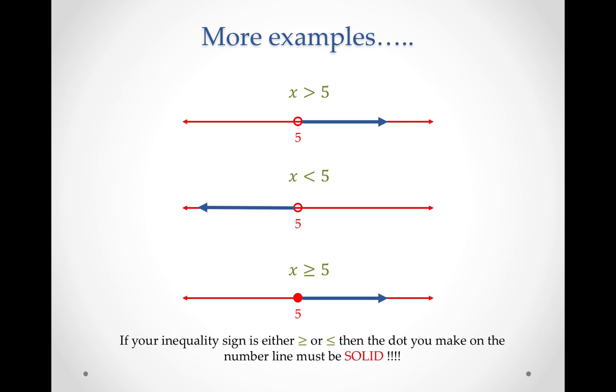Now look at this next one carefully. If we got a solution that x is greater than or equal to 5, we would mark in 5, but we would need to mark in 5 with a solid dot. Also, we've marked in our bold line to show that x is greater than or equal to 5, so the bold line would go to the right. So just remember that if your inequality sign is either greater than or equal to or less than or equal to, then the dot that you make on the number line has to be solid. Look at the examples quickly again and just note that difference.